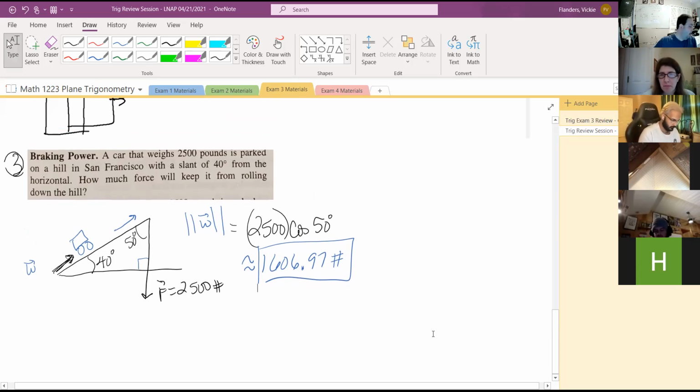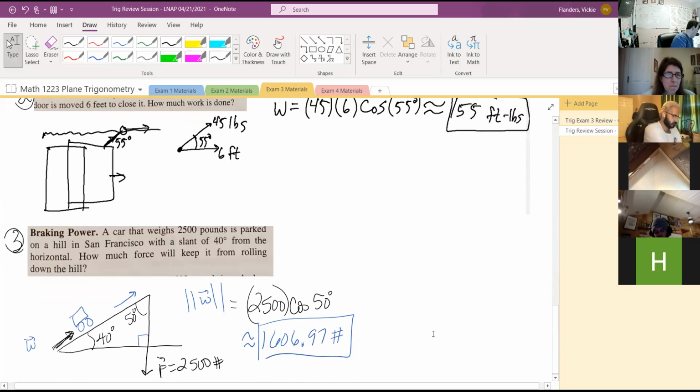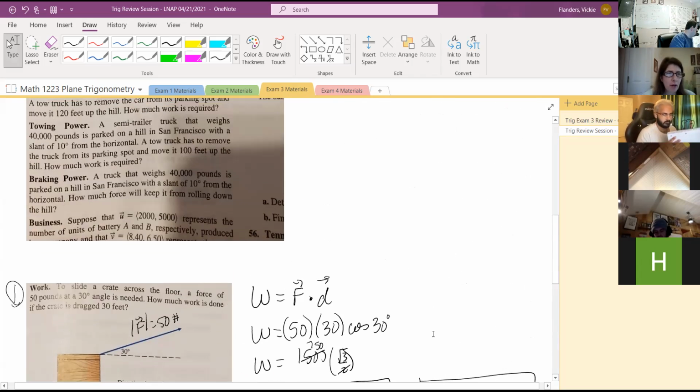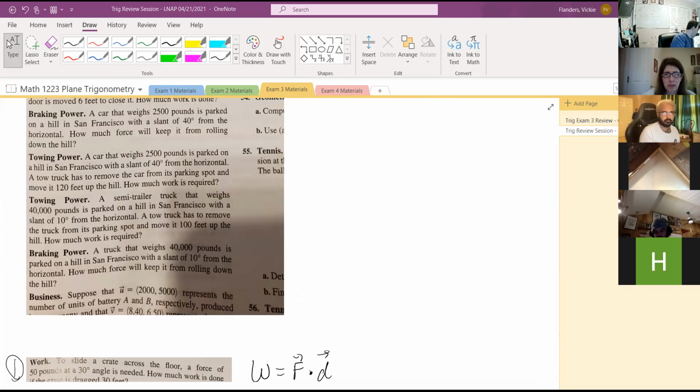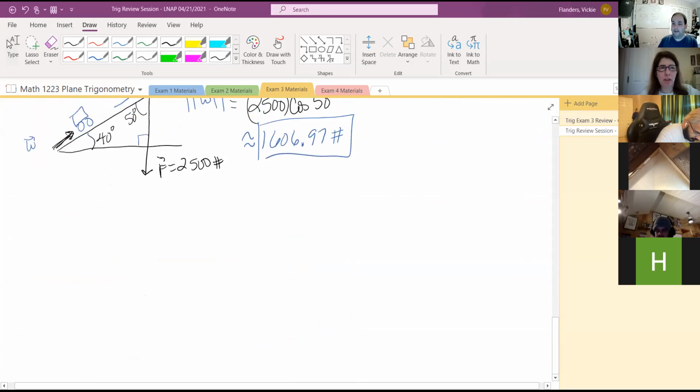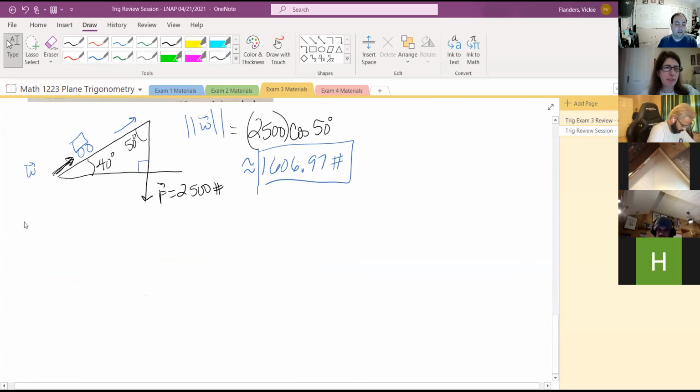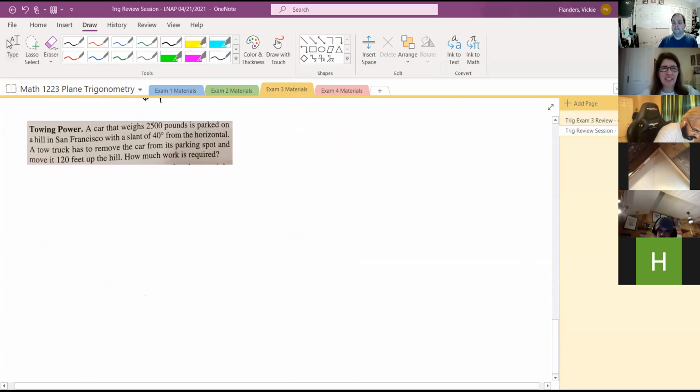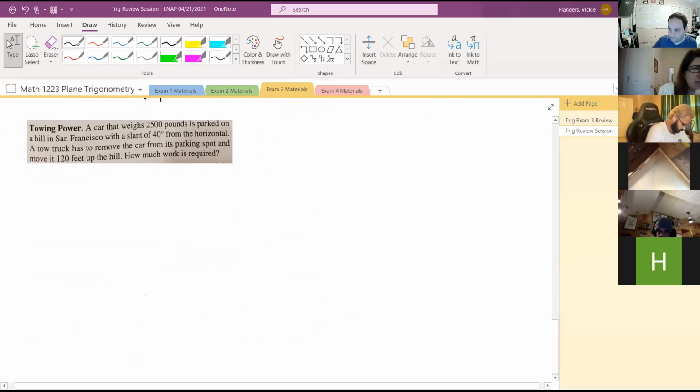Which one do you want to do, Dave? Put down the towing power one. Which one? The next one right underneath the braking power, the 2,500 pound one. Okay, a car. It's the same thing except we're going to multiply it times 120. I'm sorry if I gave it away. No, you can. But I'm going to do it my way. Okay, go ahead. That'd be great. All right.